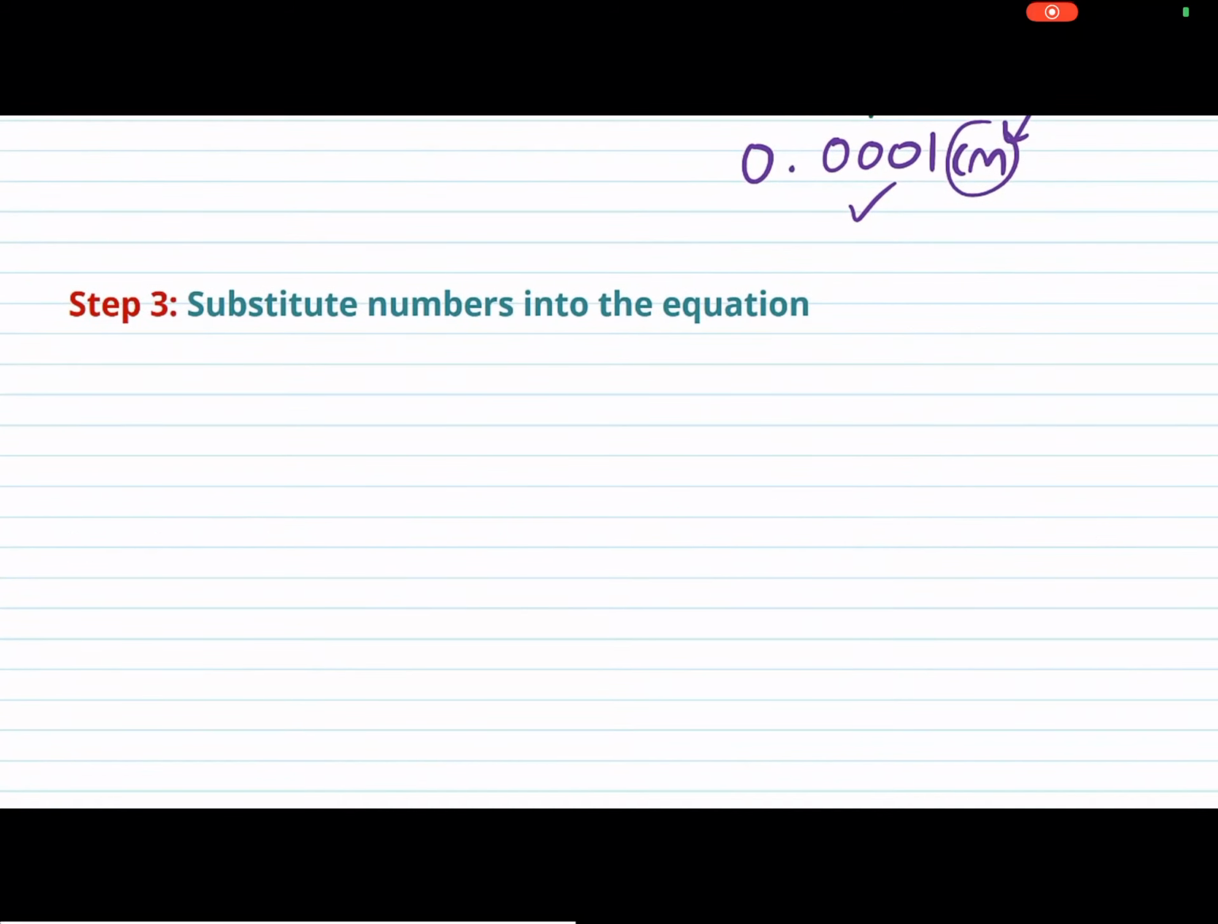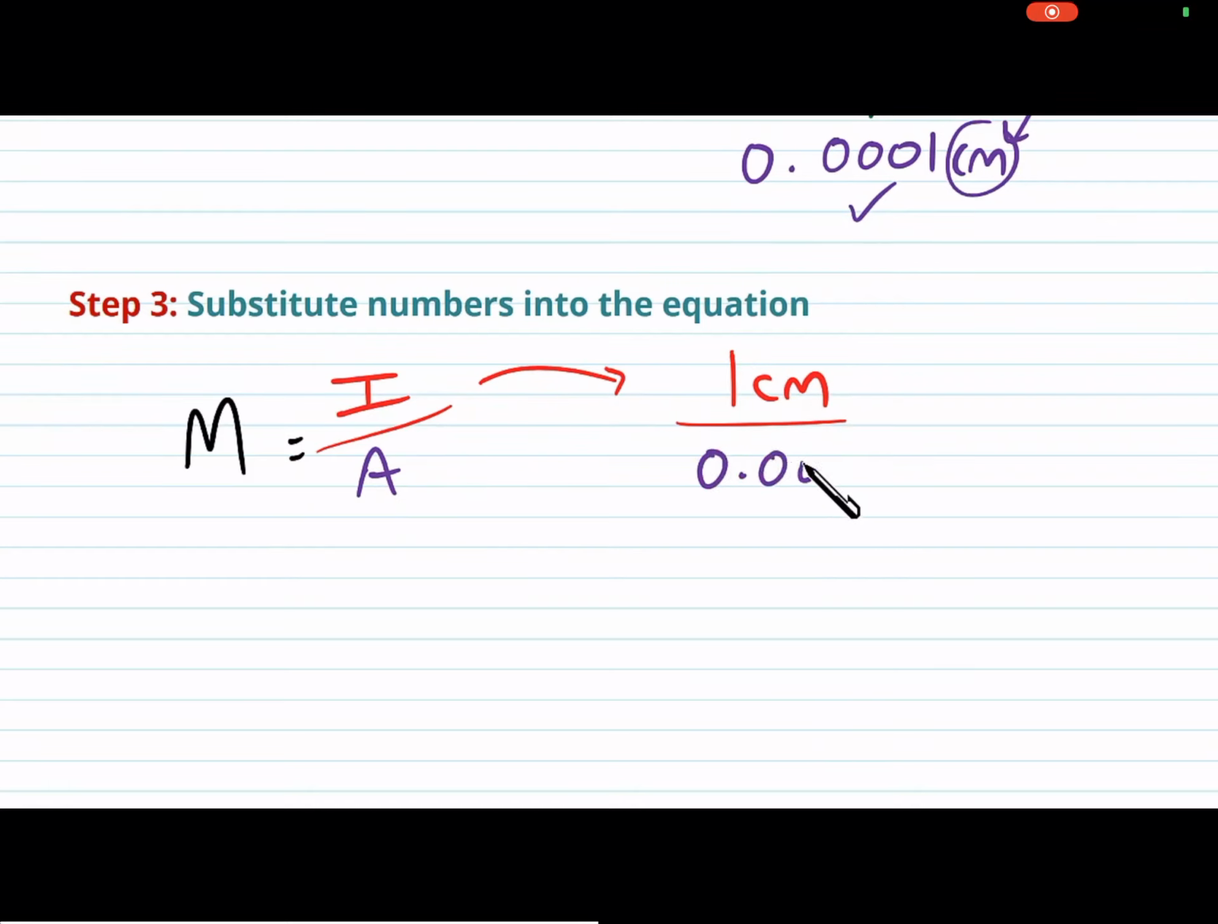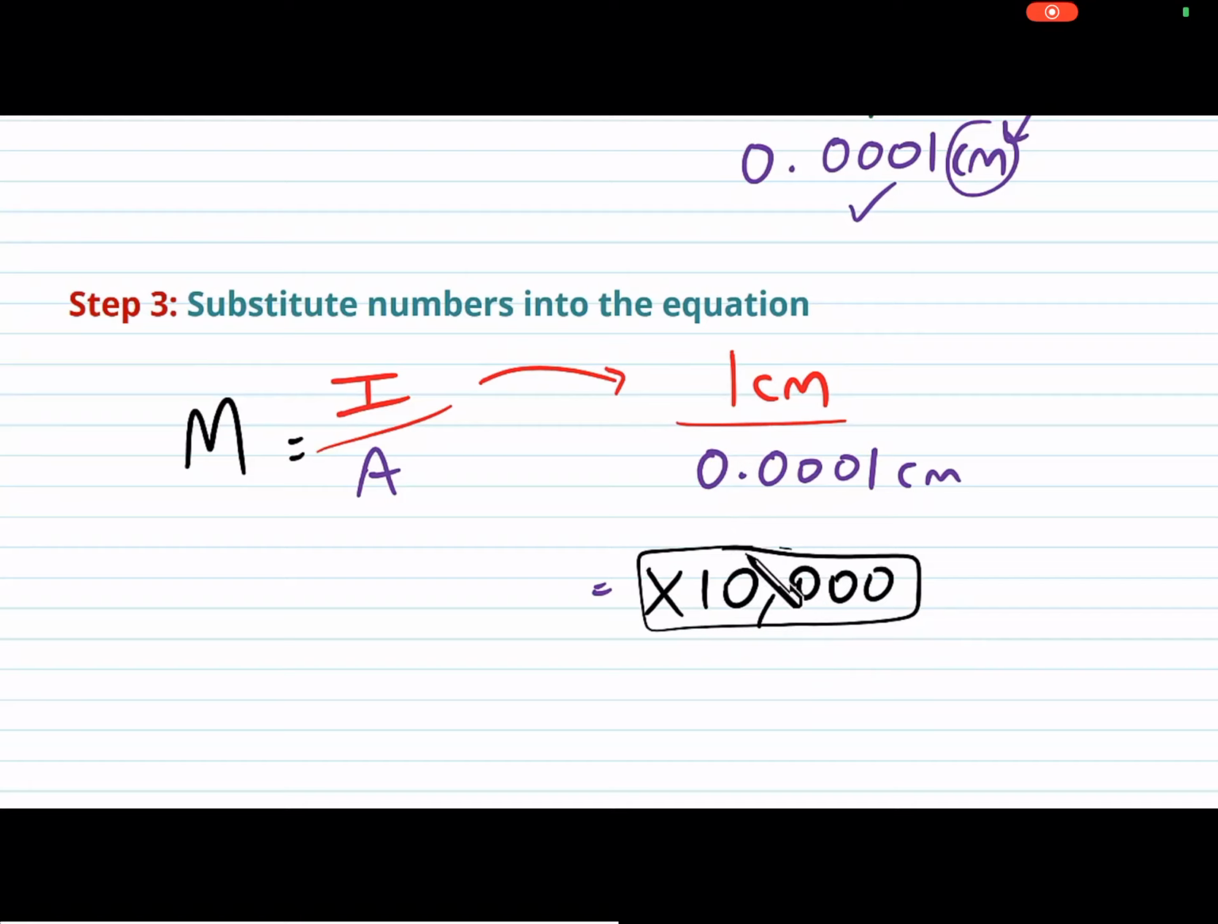So remember, magnification is image size over actual size. Our image size was 1 centimetre. Our actual size we've converted to centimetres is 0.0001 centimetres. And when you calculate this, you end up with a magnification of times 10,000. So this means that scale bar is 10,000 times bigger than the actual distance. So the magnification is looking at the image, and the image is 10,000 times bigger than the real thing.